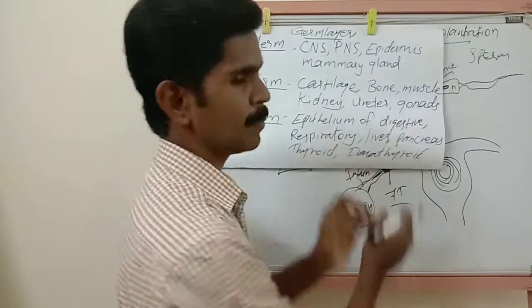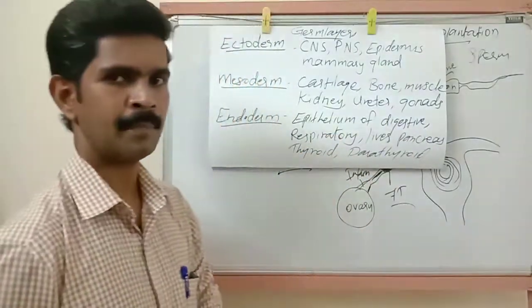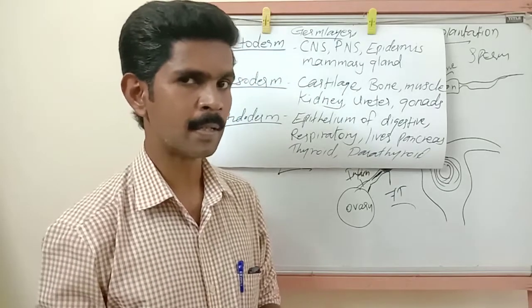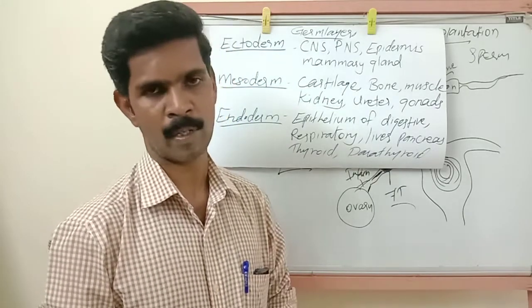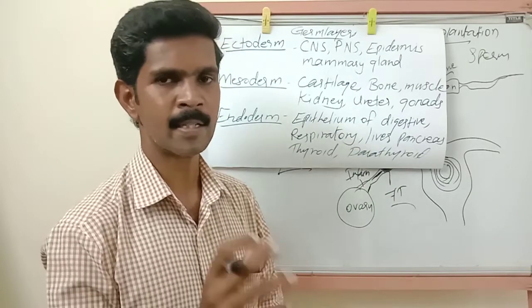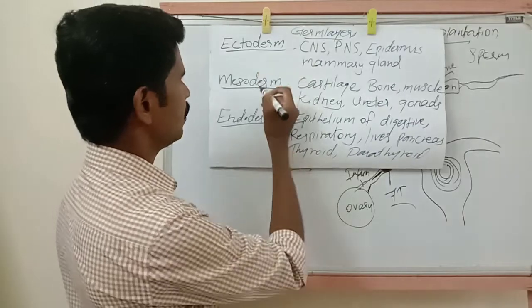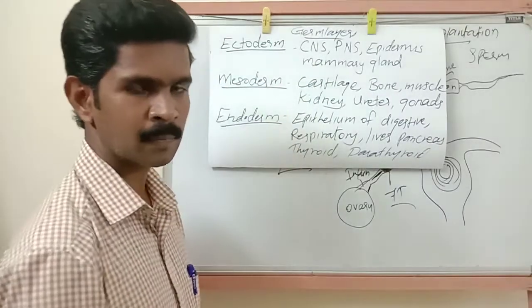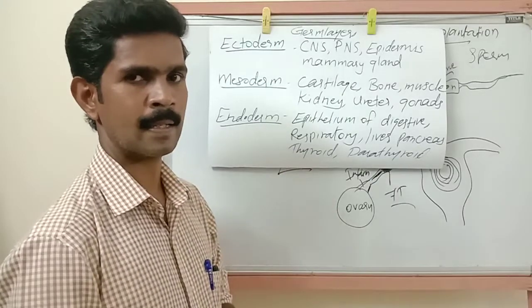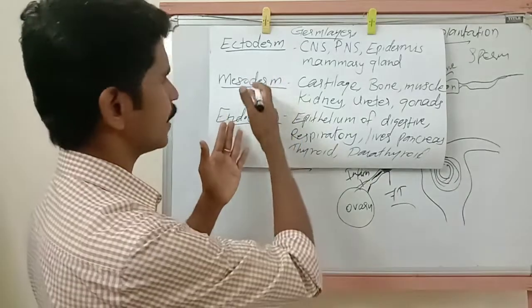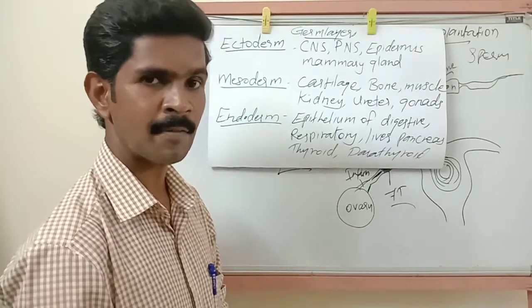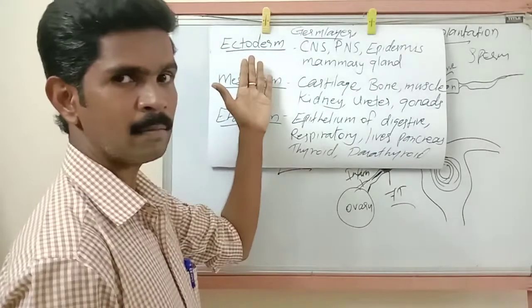Already we studied about the germ layers. There are 3 germ layers: ectoderm, endoderm, and mesoderm. These 3 are the important germ layers. In all the vertebrate organisms, particularly in human beings, only 3 germ layers are there. One is ectoderm, mesoderm, and endoderm. So listen. What are the organs developed from these 3 germ layers? Now we are going to study which organs develop from which germ layers.